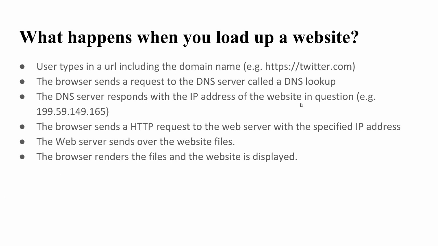So the user types in a URL, including the domain name, such as twitter.com. The browser sends a request to the DNS server, and it's called a DNS lookup, domain name system lookup. Then the DNS server will respond with the IP address corresponding to the website in question. And then the browser will send an HTTP request to the server with that IP address, and then they will go back and forth with HTTP requests to do whatever the user wants to do on that site.